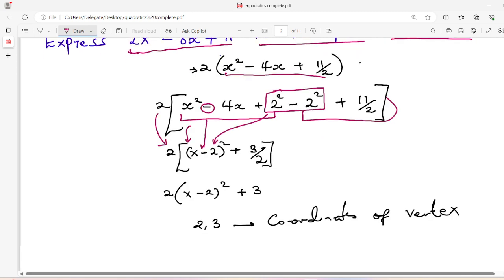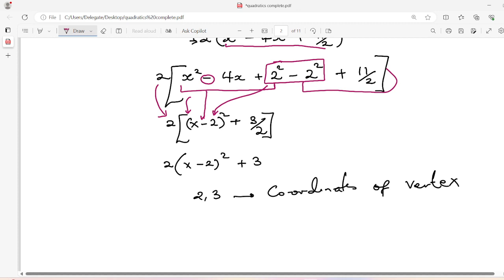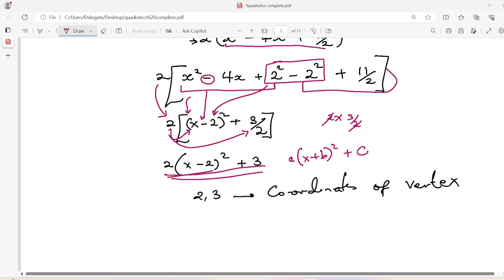Then your final answer, these 2, remember we removed it from the whole expression, so it is part of this bracket, so it multiplies it out, and then it is also part of this other term here. And if you have 2 times 3 out of 2, the 2's close out and you end up having 3. So this is how I've expressed my quadratic expression in the form of a times x plus b squared, then plus c. You can set the a is 2, the b is negative 2, and the c is 3.